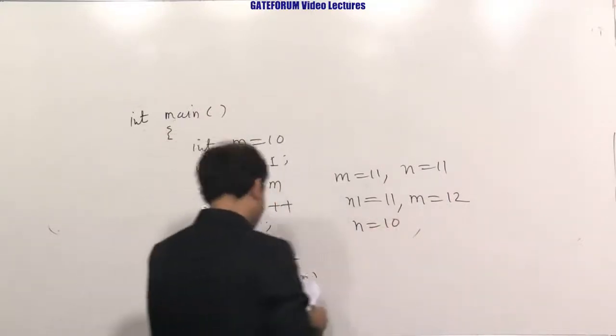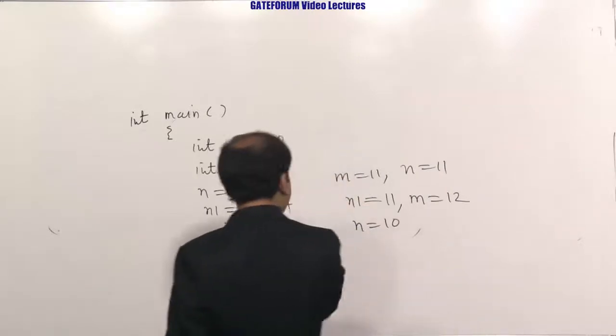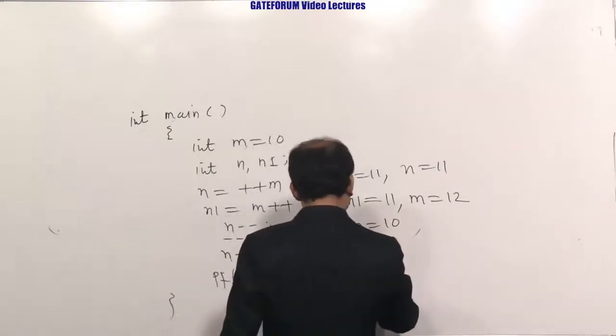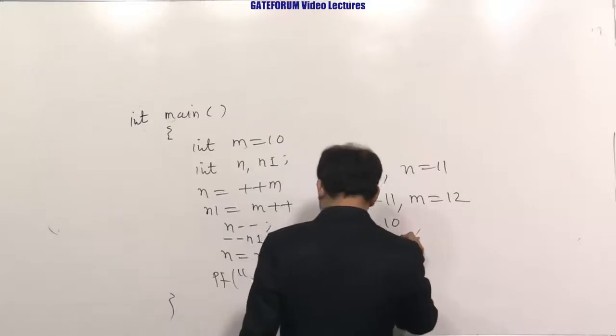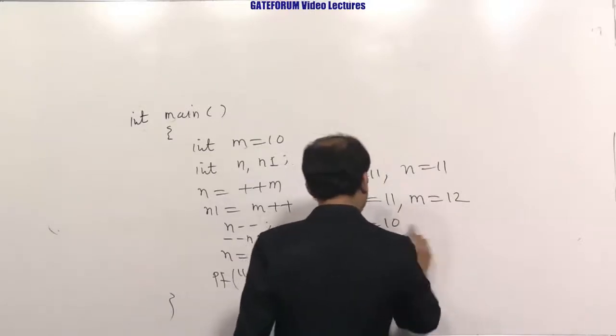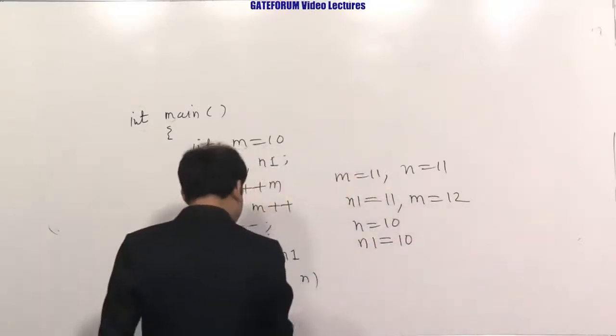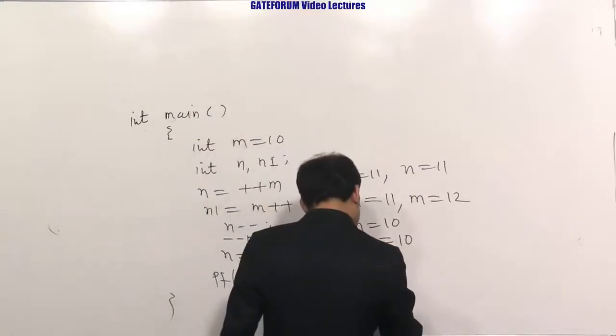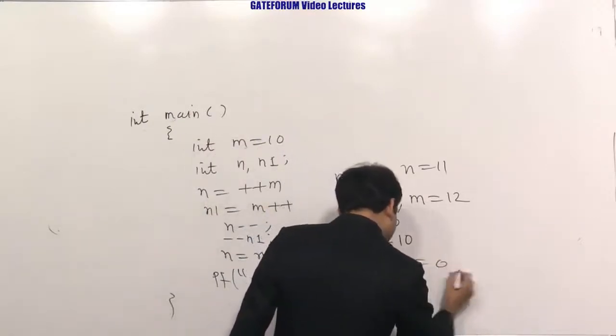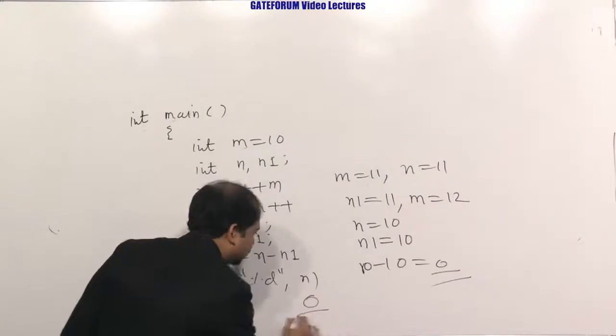Then --n1. So n1 value will be what? 11 minus 1, because pre-decrement. So 10. So now n equal to n minus n1. So 10 minus 10 will be 0. So answer of this question is 0.